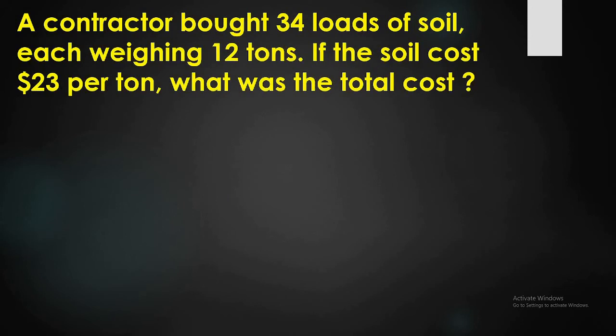A contractor bought 34 loads of soil, each weighing 12 tons. Again, 34 loads and each containing or weighing 12 tons. If the soil cost 23 pesos per ton, what was the total cost? So, what are you gonna do first over here? So, you get the total number of tons nga giiyang gipalit. Right? So, how do you get the total number of tons?